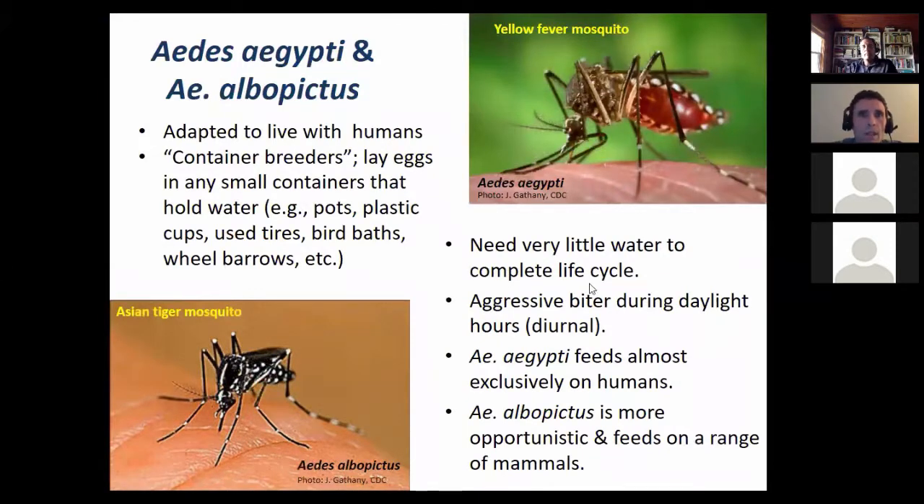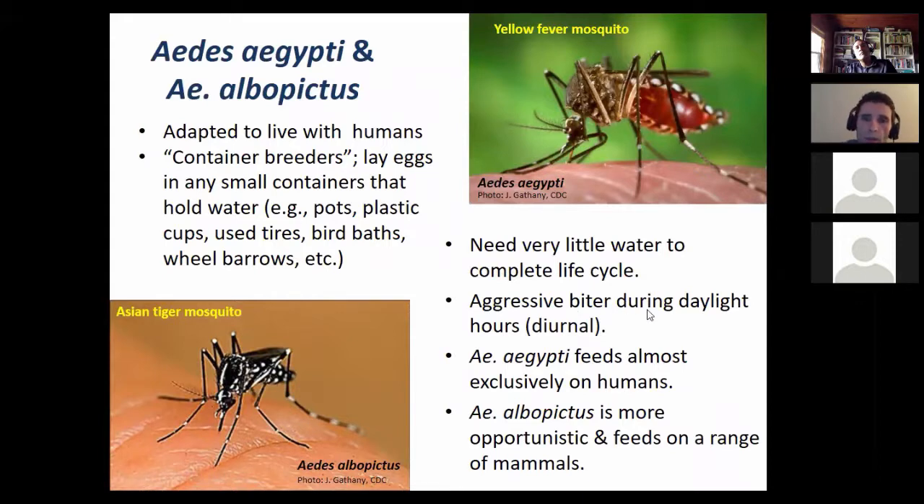So I'm going to spend a little bit of time talking about Aedes aegypti and albopictus. These two have very similar types of biology. They're both adapted to live with humans. They are container breeders, and they lay their eggs in anything small that'll hold water. They need very little water to complete their life cycle, and they're very aggressive biters during daylight hours. So we call them diurnal mosquitoes.